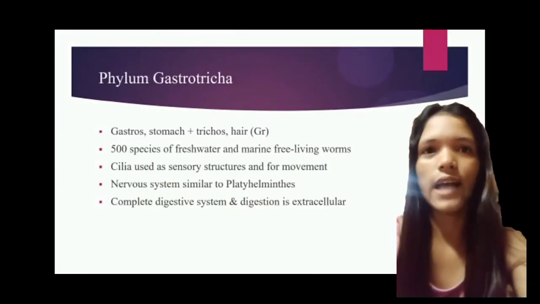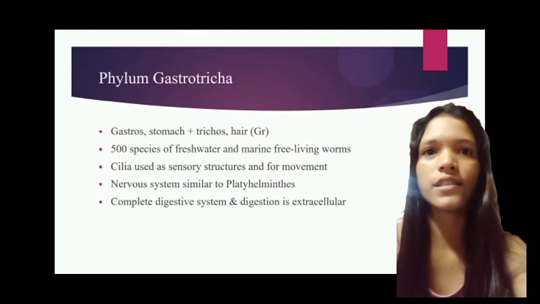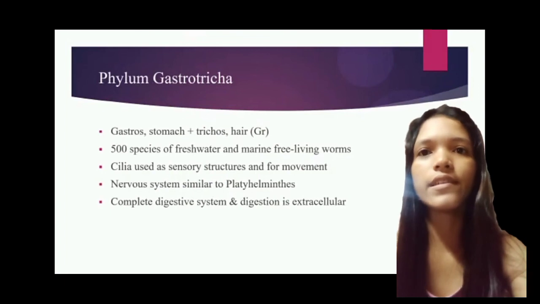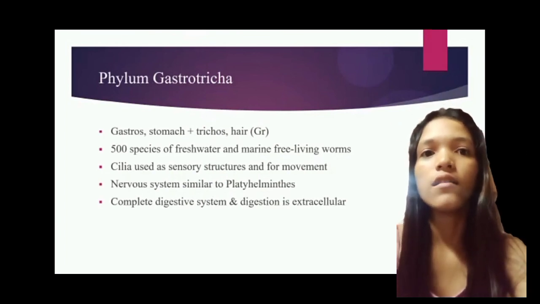Phylum Gastrotricha, commonly referred to as hairybacks. They are 500 species of freshwater and marine free-living worms. Nervous system is similar to platyhelminths. They have a complete digestive system and digestion is extracellular.